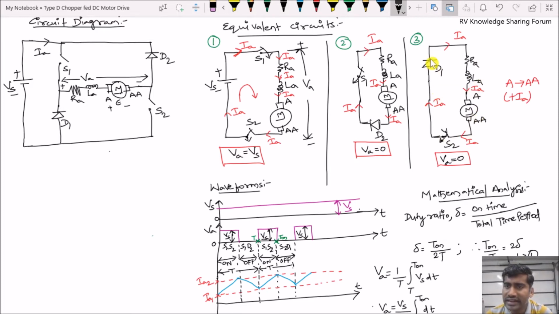Now if you observe, this circuit is a short circuit. Under short circuit condition the output voltage is equal to 0. So when the switch S2 and the diode D1 are conducting, the output voltage VA is equal to 0. At this condition, what happens to the current? Let us discuss about the current also.